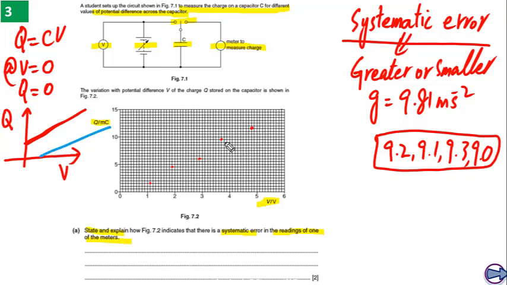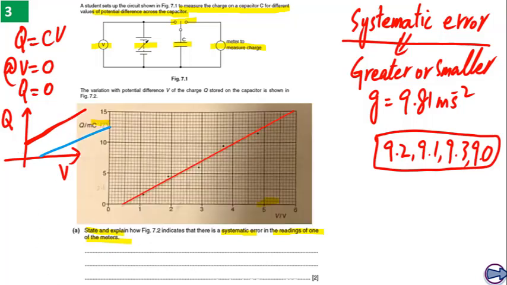Now, as these data points are given to us, we just need to draw the best fit line, and then we can see the systematic error. Is the systematic error in potential difference, or is the systematic error in charge? So first of all, let's try to draw the best fit line. So here is how we have drawn the best fit line.